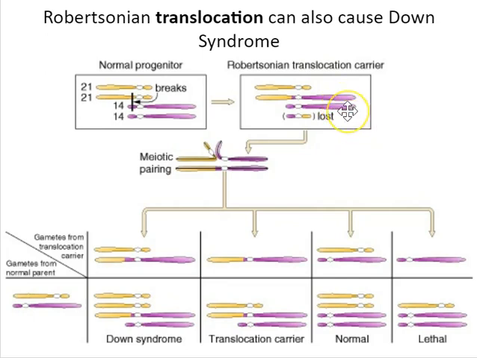So you've got one normal copy of 14, one normal copy of 21, and then this long fused 14-21 hybrid chromosome, and a little chunk that is usually lost as meiosis continues because it's so small, the spindle fibers don't attach to it, and it essentially just goes away. Now this cell is what is called a translocation carrier.